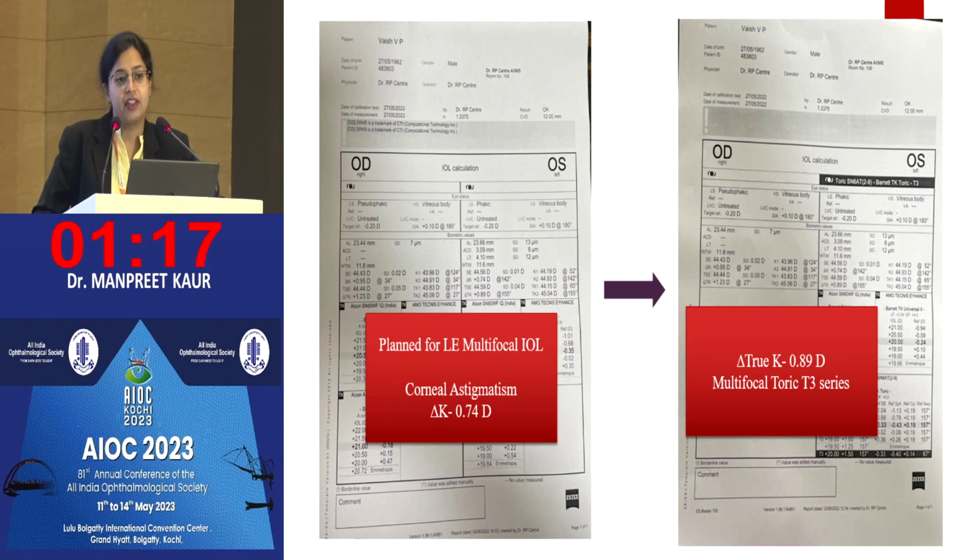As we saw with the previous speaker, glares, halos, etc. can be seen after surgery. Patient dissatisfaction will be more. Even though the patient may get 6/6 vision, the quality will not be optimal in premium IOLs if you leave uncorrected cylinder. So a multifocal toric T3 series was planned in this case.